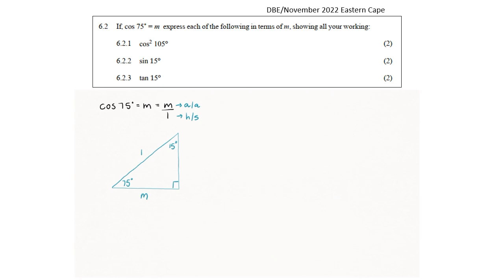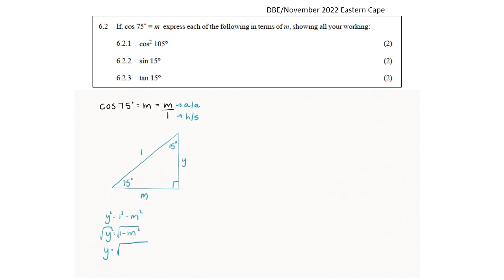And now we want to determine the opposite side of 75 degrees, and I'm going to label it as y. Now to determine that, we can use the theorem of Pythagoras. Remember, the theorem of Pythagoras states that the square of the hypotenuse is equal to the sum of the squares of the other two sides of the triangle. So we can say then that y squared is equal to 1 squared, that's the hypotenuse squared, minus m squared. And if we take the square root on both sides, we get that y is equal to the square root of 1 minus m squared.